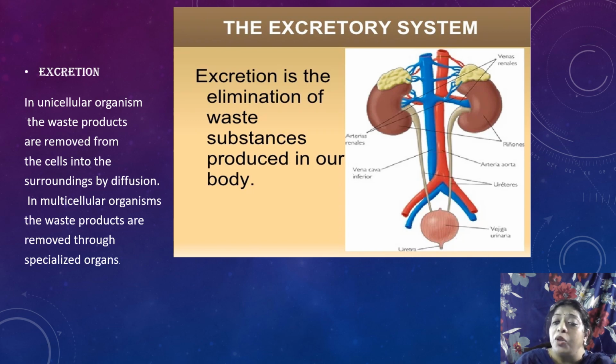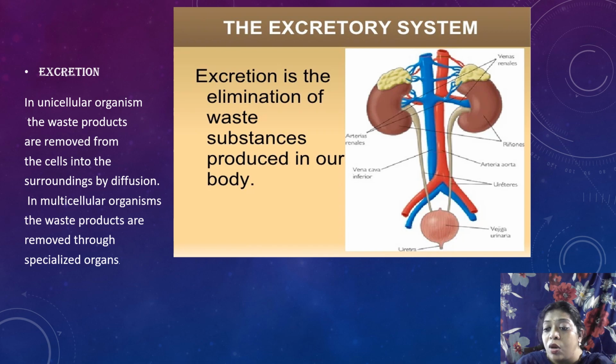When you talk about excretion, especially in unicellular organisms, can you name a unicellular organism? Yes, it is amoeba. Amoeba is a single cell organism. So the waste products are removed by the process of diffusion. In amoeba, what are the cellular wastes? The excess water and ammonia are present. This excess water and ammonia are excreted by the process of exocytosis.